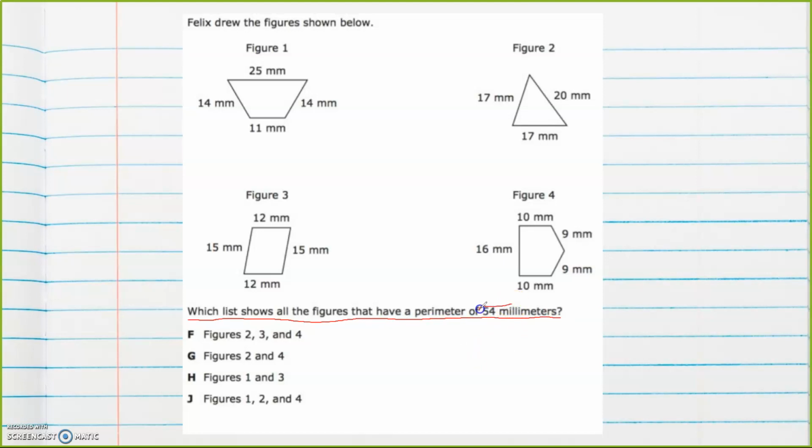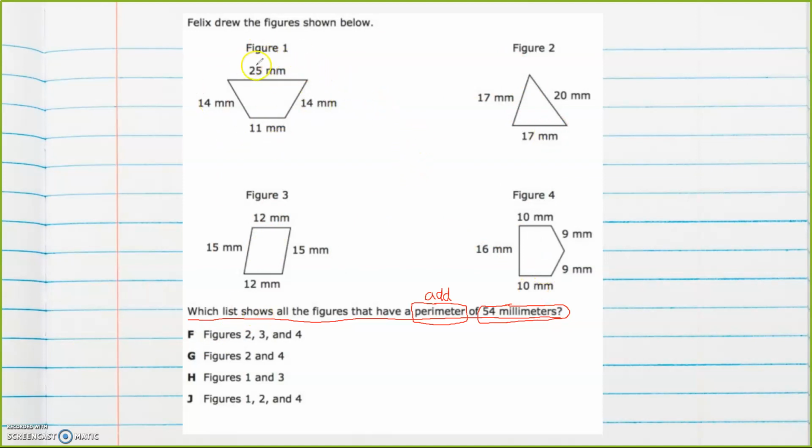So I'm looking for 54 millimeters, and my keyword here is perimeter. When you see the word perimeter, that is a keyword for adding. So I'm going to put a box around perimeter. I'm going to write add above it. So we need to go up here and add these figures and find their perimeter.